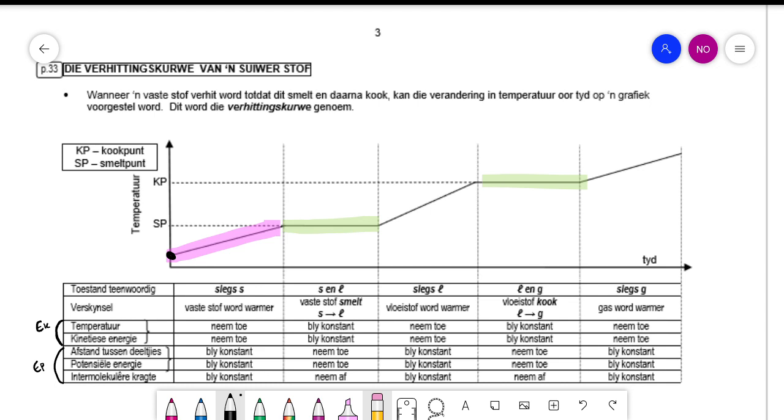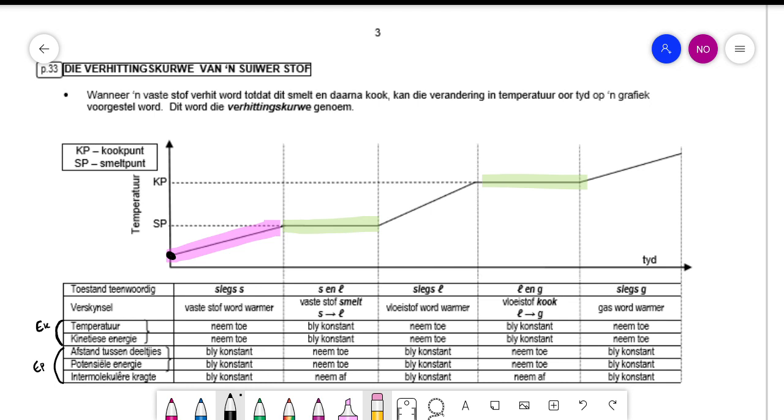Okay? Adding heat, and what is heat? Heat is energy. Now this energy is converted or used in one of two different things. It's either going to be used as kinetic energy or as potential energy. As die een toeneem, bly die ander een dieselfde. Okay, so as sy kinetiese energie toeneem, bly sy potentiële energie dieselfde.